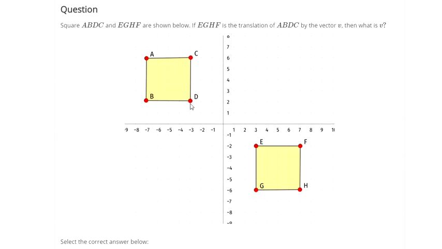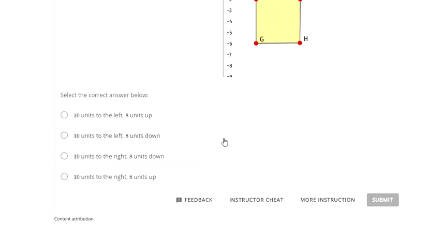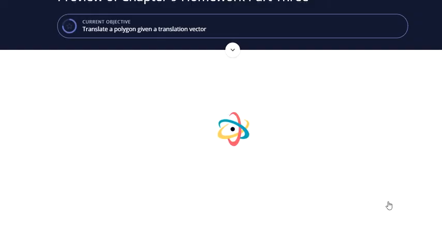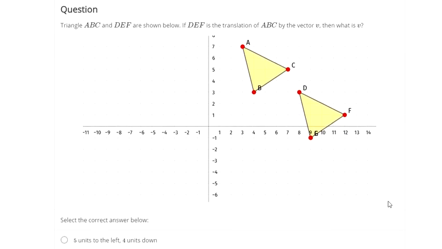Okay? So this point D had to go 1, 2, 3, 4, 5, 6, 7, 8, 9, 10 points to the right, and 1, 2, 3, 4, 5, 6, 7, 8 points down. So 10 units right, 8 down was our translation vector. Same thing with this one. What's the translation? So you could just focus on 1 point and count it out.